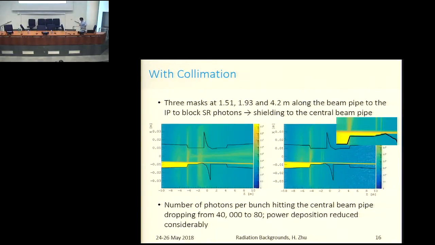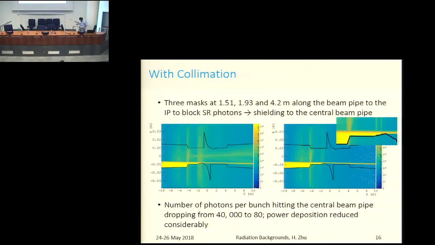So these are very basic principles that we need to follow. By introducing 3 masks or collimators sitting at those places with respect to the IP along the Z axis, we can see quite good suppression of the synchrotron photons. You can already see the positions in this plot. You have to zoom in, and zoom in even further. But basically you can tell from those straight upward lines where those masks are. Am I right? No, sorry. Yeah. With those 3 masks or tips, we managed to reduce the number of photons per bunch hitting our central beam pipe from nearly 40,000 to only 80. So this becomes quite manageable.